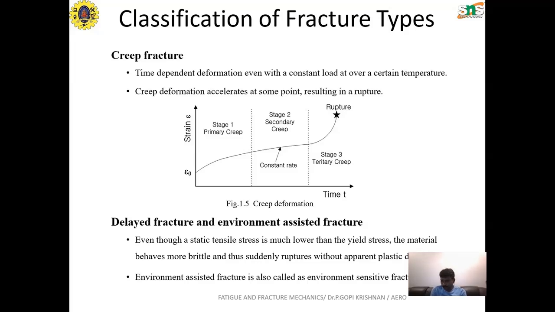Then there can be delayed fracture and environment assisted fracture, which come under a different study of fracture or failure mechanics. And in this case, the environment plays a major role in the deformation or the fracture occurring over the given system.